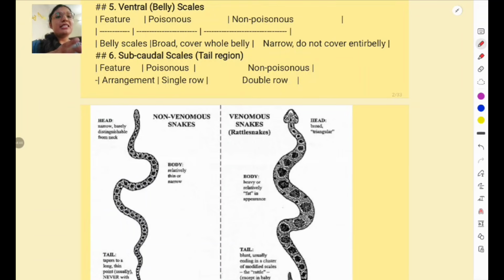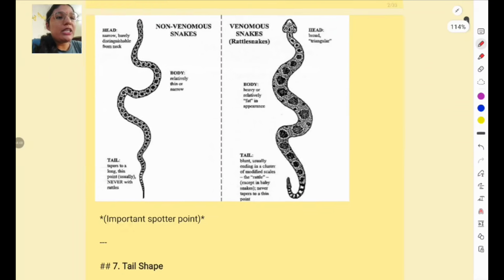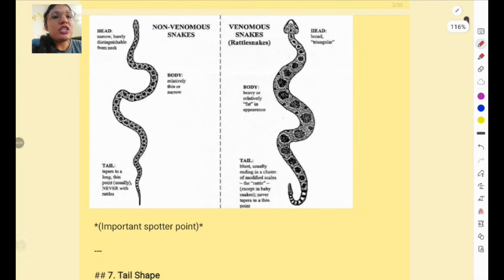Subcaudal scales in poisonous snakes are in a single row, but in non-poisonous snakes they are in a double row. As you see in the diagram, in non-venomous snakes the head is generally narrow, barely distinguishable from the neck. We can't distinguish the head and the neck portion. It is continuous, so we can say, oh, this is a non-poisonous snake. Then the body is thin and narrow, and the tail is tapering to a thin point, usually never with the reds.